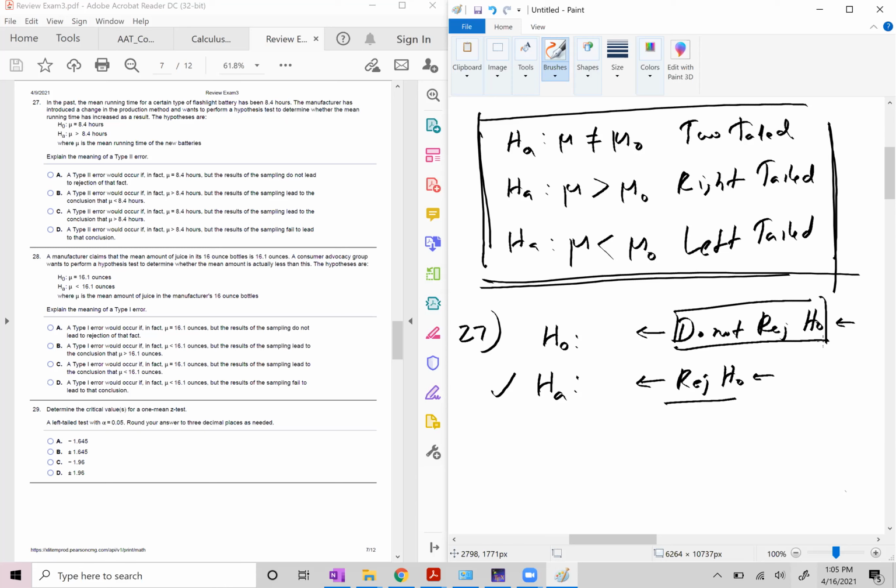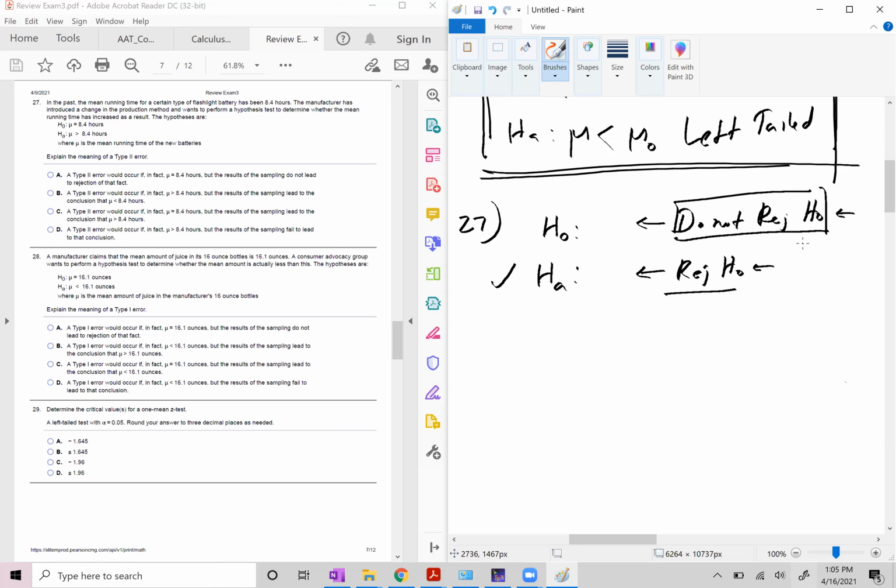So what are the two errors that we can make? The first is called the type 1 error. Type 1 error is rejecting the null, rejecting H naught, when it is true. That means in the actual population, the null is true, but accidentally, the sample tells us to reject the null. That means we say the alternative is correct, but the actual thing going on in the population is that the null is correct. So this is called the type 1 error.